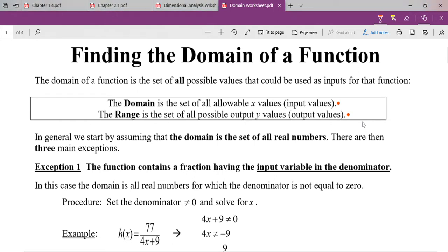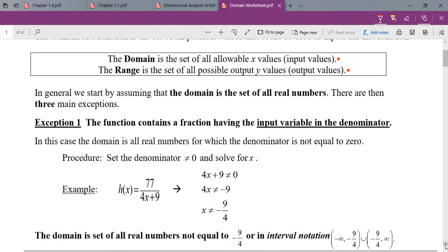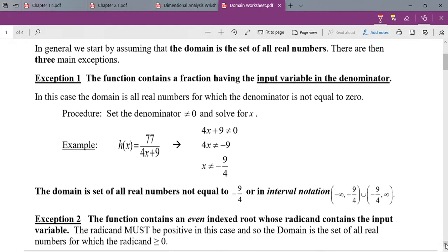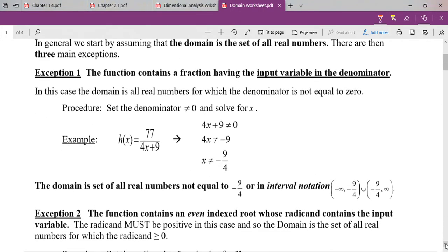Okay, so in general, we start by assuming that the domain is a set of all real numbers, and then there are three main exceptions. We start with the set of all real numbers, which essentially means that we think the domain could be anything. And then we have some exceptions we've got to look out for that'll cut that domain down.